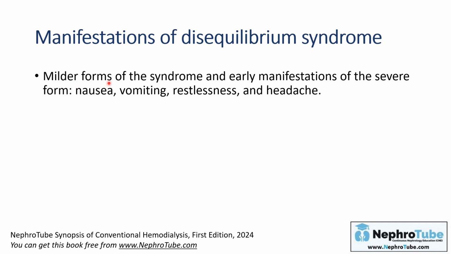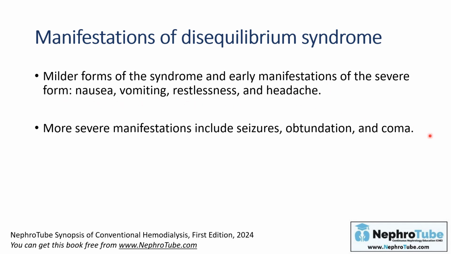In the mild forms and in the early time of the severe form, there may be nausea, vomiting, restlessness, and headache. More in the severe form, you can find seizures, coma. So the cases start in severe forms by nausea, vomiting, restlessness, headache, and then it will be followed by more severe manifestations. But in the milder form, it will be only nausea, vomiting, and headache.